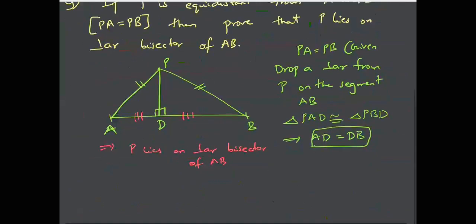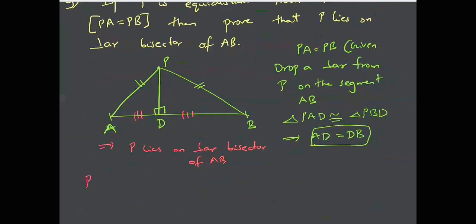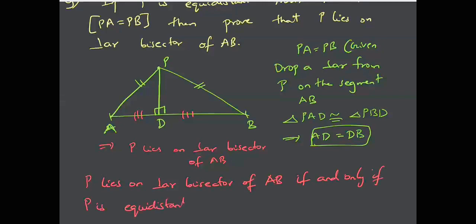Okay, so by combining both the statements, I can say that P lies on the perpendicular bisector of AB if and only if P is equidistant from both A and B. So what do you mean by this sentence, if and only if? So if and only if means that the statement is true both ways.